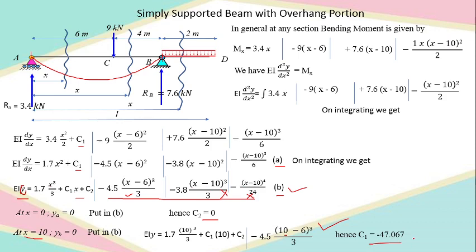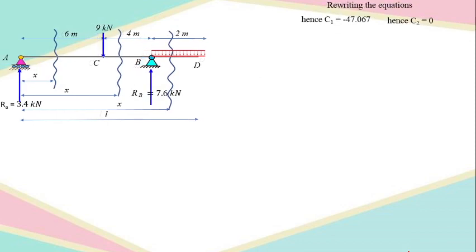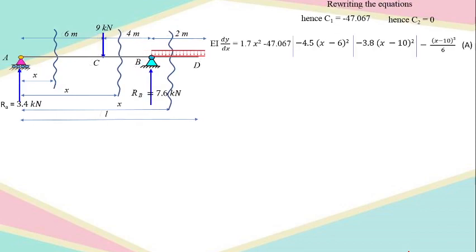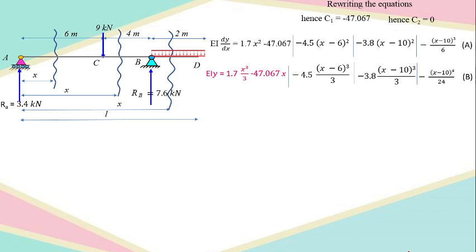After getting this, we know what is to be done. We have to back substitute the values of c1 and c2 in equation (a) and equation (b) for slope and deflection. So here I have substituted the values of c1 and c2 and rewritten equation (a) and equation (b).